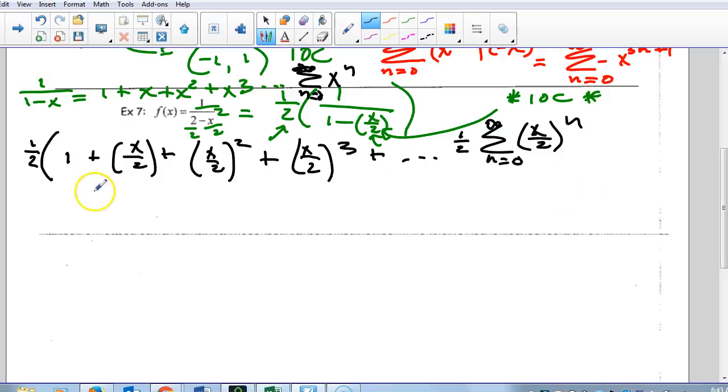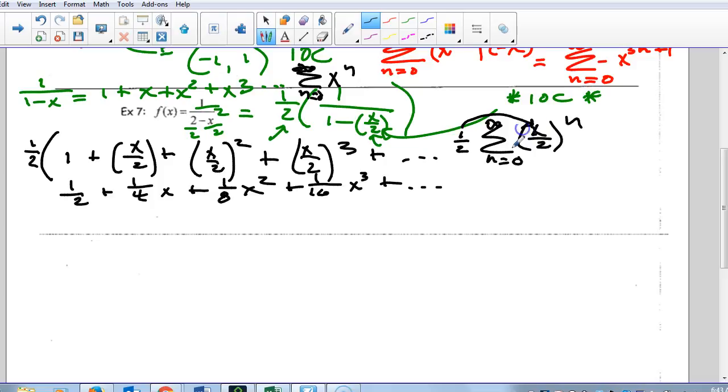And let's simplify this. So this is 1/2 plus 1/4 x plus 1/8 x squared plus 1/16 x to the third plus blah, blah, blah. Multiply this guy in. And now we can do this. This is kind of cool. I like the way this looks.